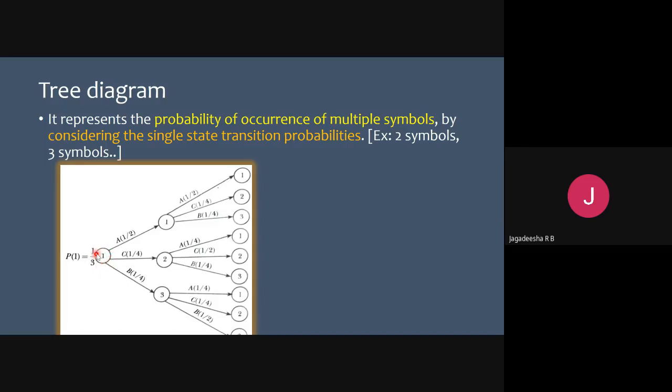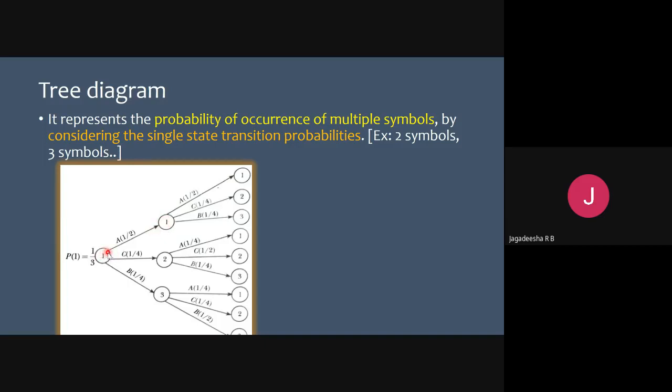So initially we assume that the source emits symbol A and it's in state 1. Next, what happens? What are the different possibilities from state 1? From state 1, it will emit symbol A with the probability of 1 by 2 and goes to the next state, which is also 1.